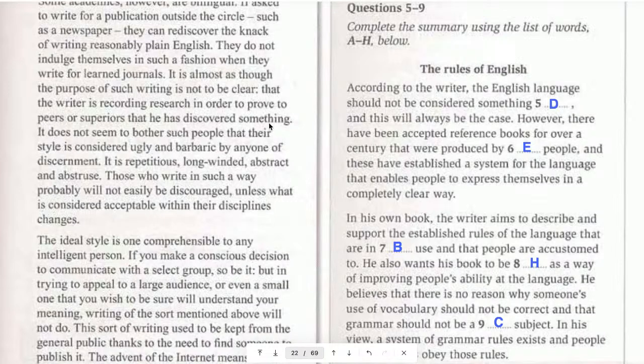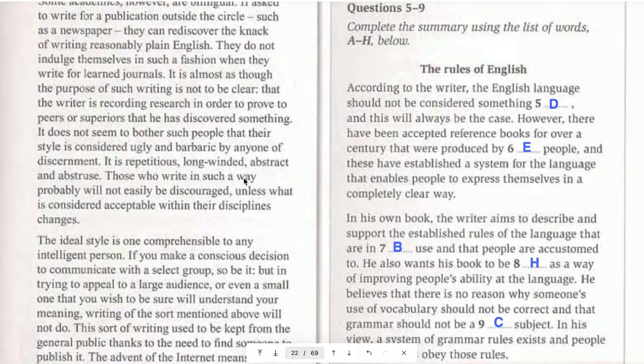new. Maybe that's not new at all, or maybe it's just a little bit new. But when he writes in such a hard way, then people might think, okay, it's new. And it does not seem to bother such people. That means that the writer thinks these people don't care about what? About whether people think that their style is considered ugly and barbaric by anyone of discernment, and it is repetitious, long-winded, abstract, and abstruse.